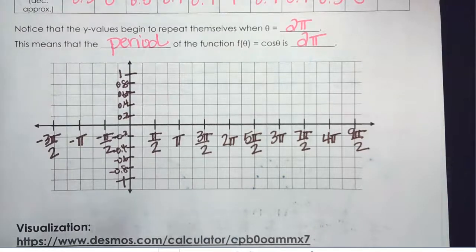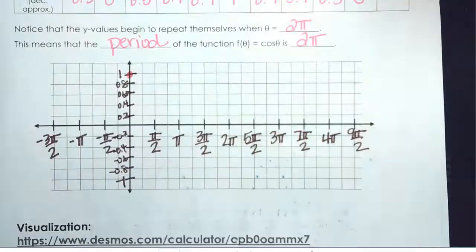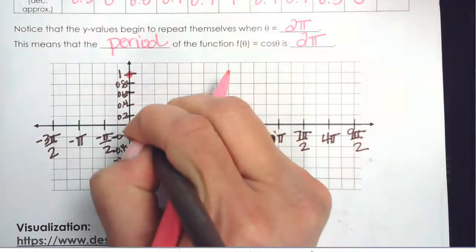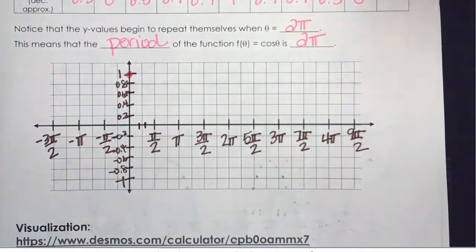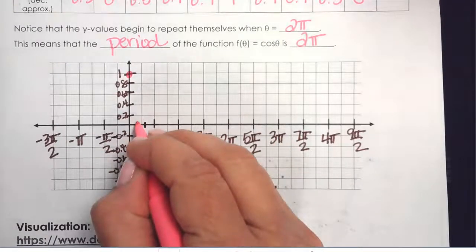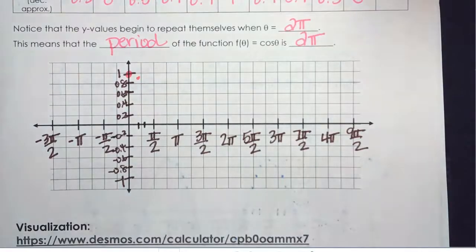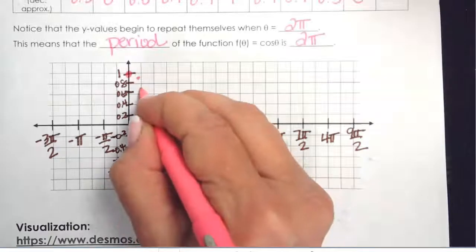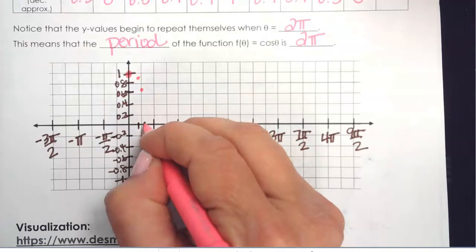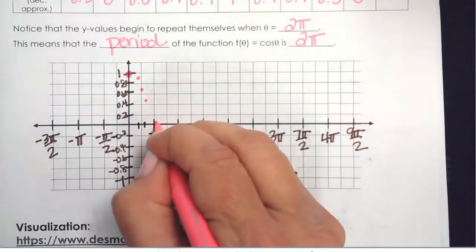This time, our first point is going to be at 0, 1. Again, when we think about it, our pi sixths and pi thirds are going to be if we divided these two boxes into 3. So at pi sixths, that's going to be the 0.86 or about 0.9. The pi fourths is that 0.7. The pi thirds is the 0.5. The pi halves is the 0.